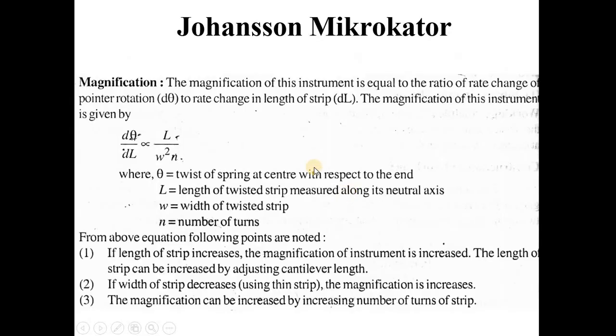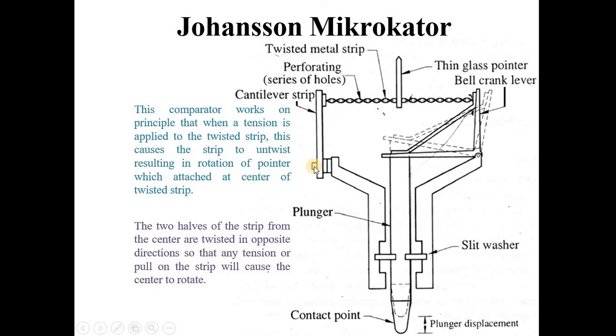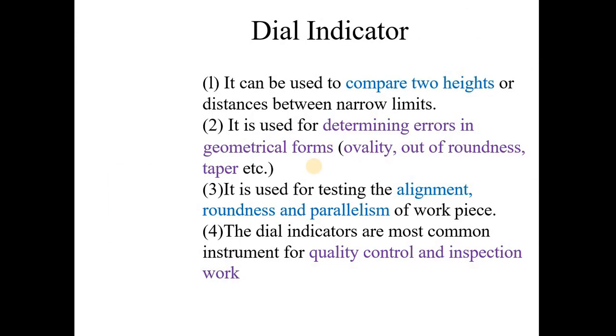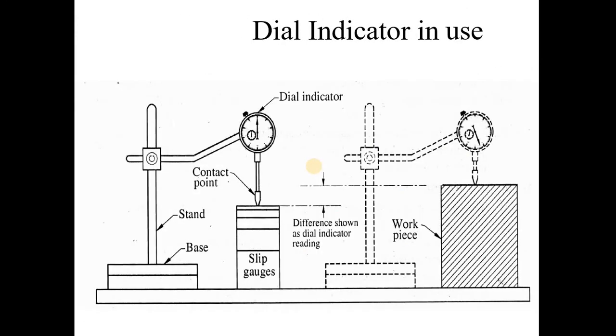So these are the two mechanical comparators widely used: one is the dial indicator and the other is the Johnson Microgator. If you have any query regarding the Johnson Microgator and dial indicator, both of which are mechanical comparators, then let me know. Thank you.